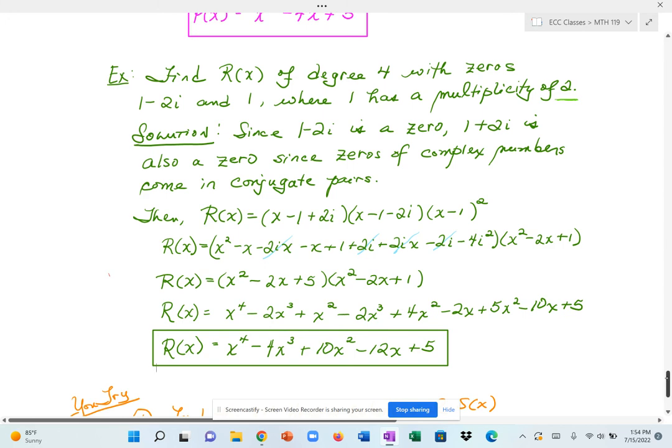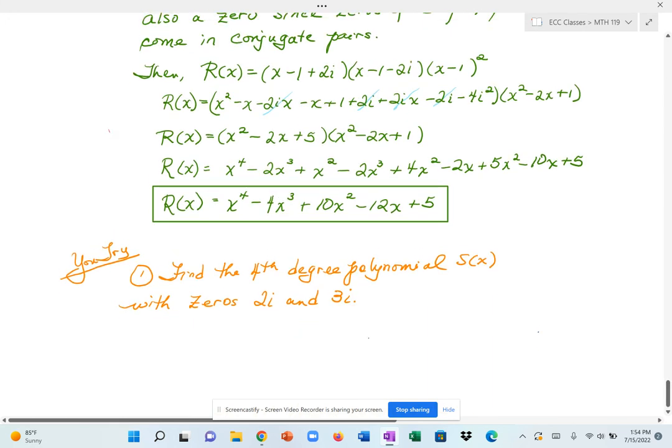Okay, so here's one for you to try. Find the 4th degree polynomial s of x with zeros 2i and 3i. Remember, you should have 4 zeros in total, but these imaginary numbers come in conjugate pairs. So if 2i is a zero, so is negative 2i. If 3i is a zero, so is negative 3i. Then you have to write the factors associated with all 4 of those zeros and then multiply it out. So give it a try. Good luck.